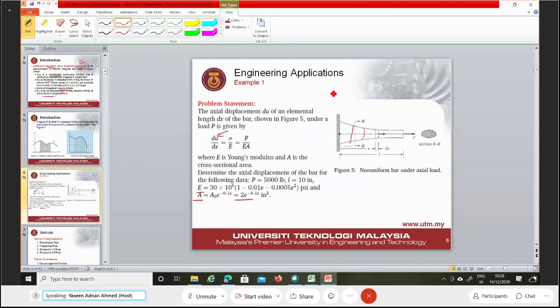So how do you find the value of u? u should be the integration of P by EA dx, right? So you need to integrate this. In order to find the value of u, you need to integrate from 0 to L. So you can integrate it directly. You put the values of E and A as functions of x, then you can integrate in an analytical way. But another way is numerical solution.